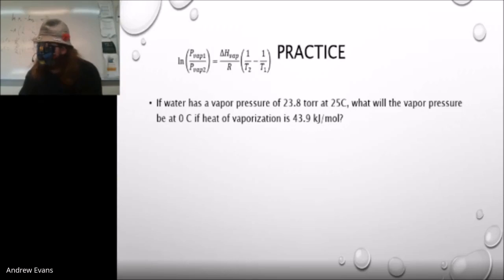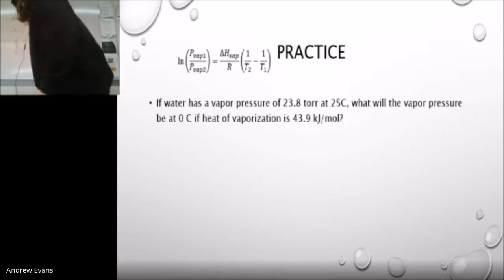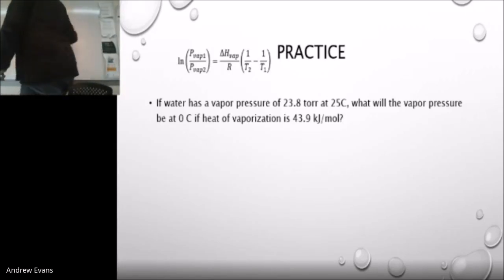So reading the problem: if water has a vapor pressure of 23.8 torr at 25 degrees C, what will the vapor pressure be at 0 degrees C if the heat of vaporization is 43.9 kilojoules per mole? So we're using our Clausius-Clapeyron equation at this point. So let's start recording some of the values on there.